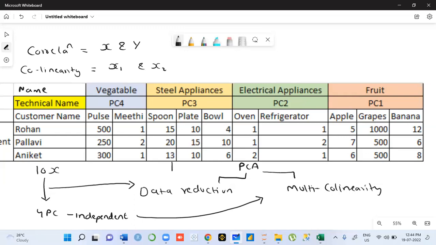So from 10X, we make 4 PCs. These 4 PCs you can call 4X. We just make 4 groups. Clear, guys? Online students, any question?